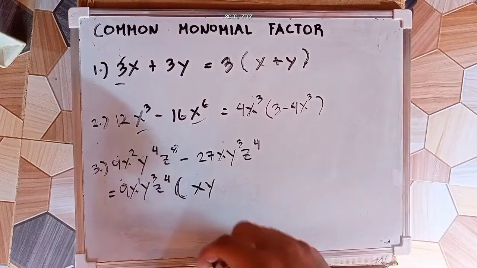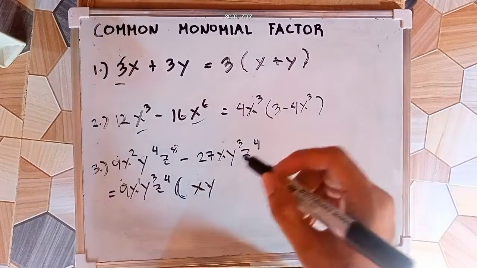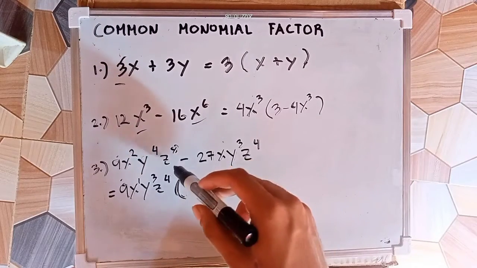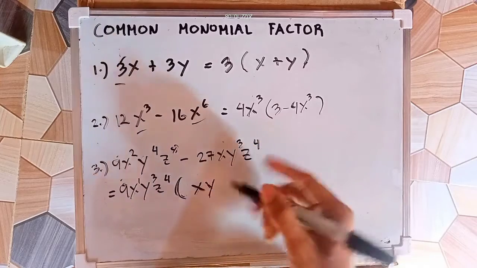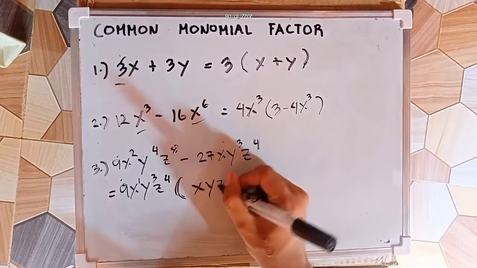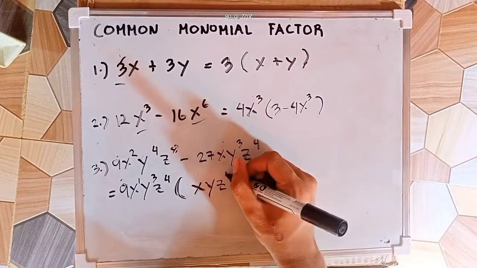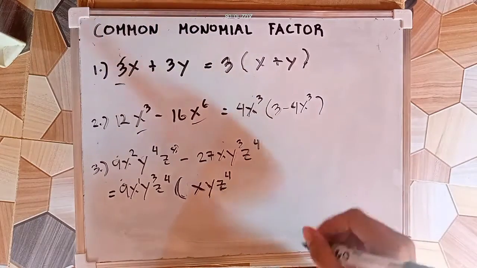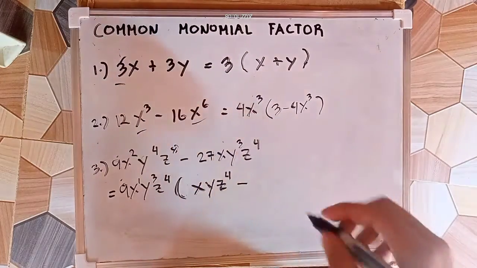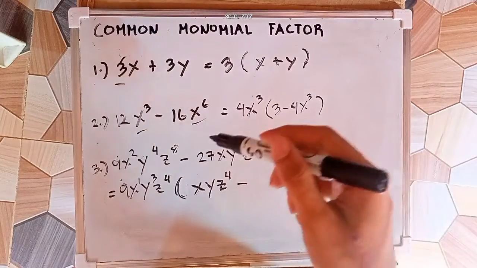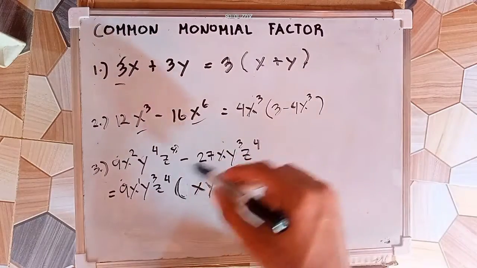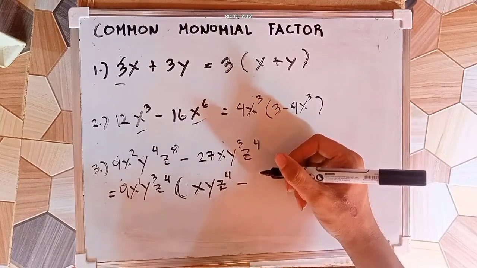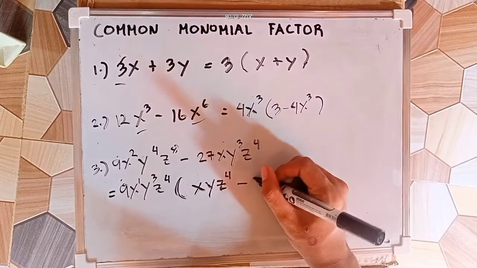And the z variable. So z to the power of 8 minus z to the power of 4, that is z to the power of 4. So copy the sign. Then next, the second term. 27 divided by 9, that's simply 3.